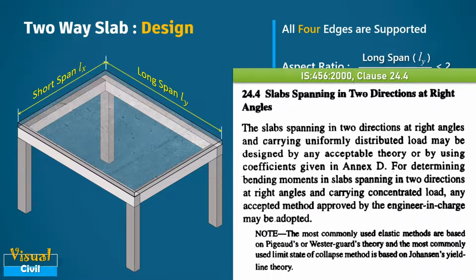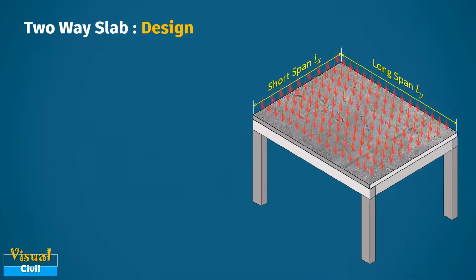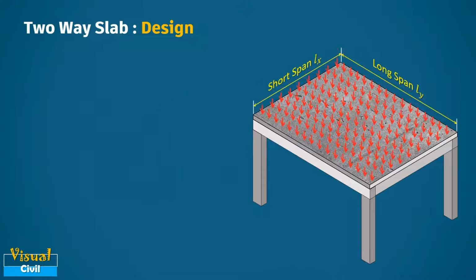According to clause 24.4, the slabs spanning in two directions at right angles and carrying UDL can be designed by any acceptable theory or by using coefficients given in Annexure D of IS 456-2000. In case of a uniformly loaded two-way rectangular slab, the code suggests design procedures for two types of slab.